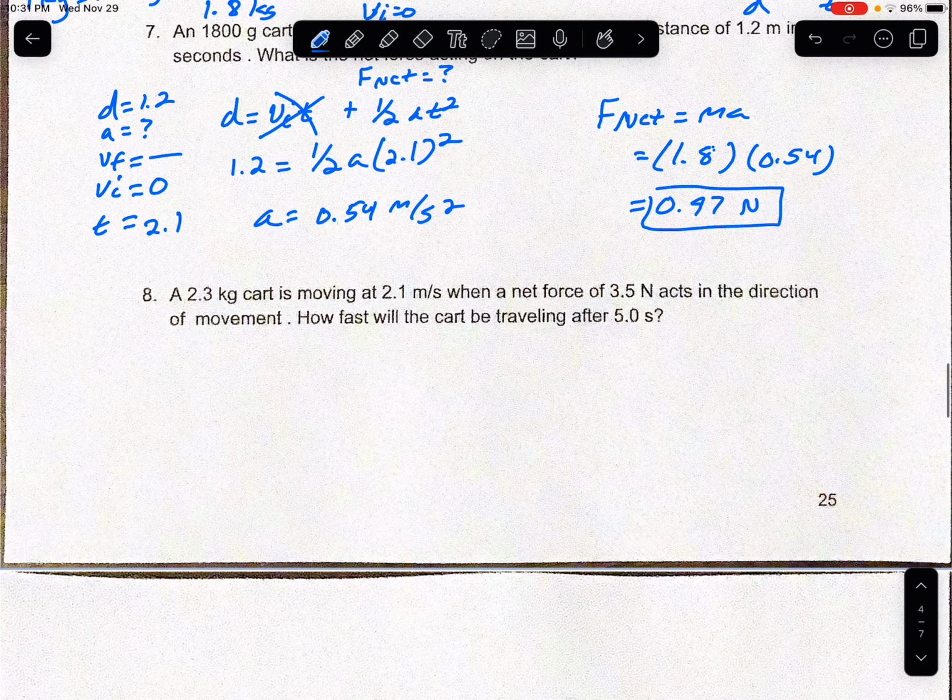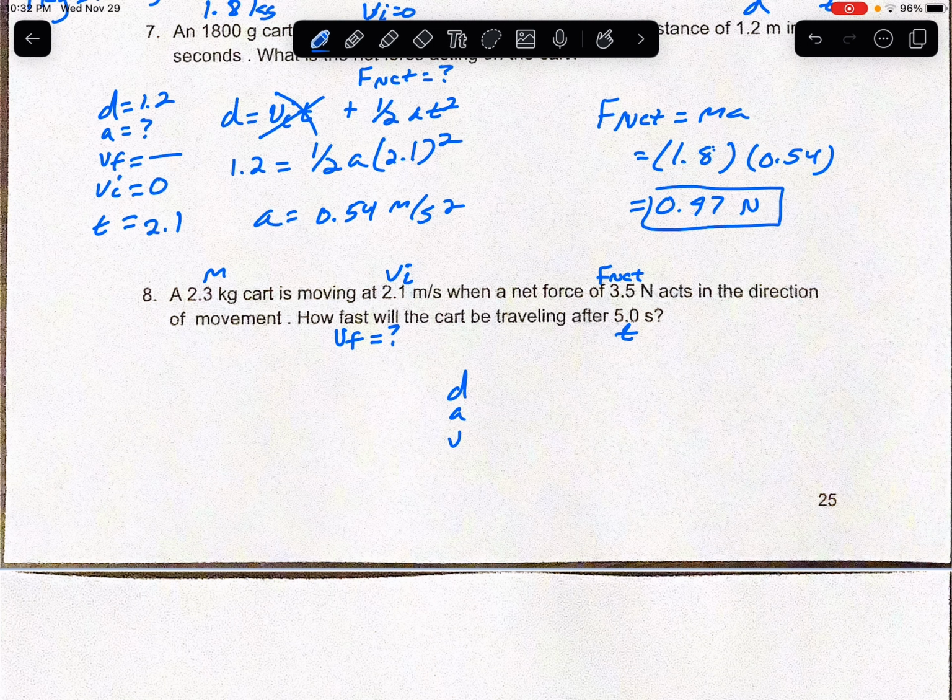Number 8, a 2.3 kilogram cart, so there's your mass, is moving at 2.1 meters per second. So there's V, so I'm not going to worry about labeling it yet. We'll do the problem and we'll figure out if it's VI or VF. When a net force of 3.5 newtons, so there's your F net, acts in the direction of the movement, how fast will the car be traveling after 5 seconds? So that means you are looking for VF. You want to know how fast it's going after 5 seconds. That means that you're looking for the future velocity. That means the initial was 2.1, and we're given time. So we're looking for VF.